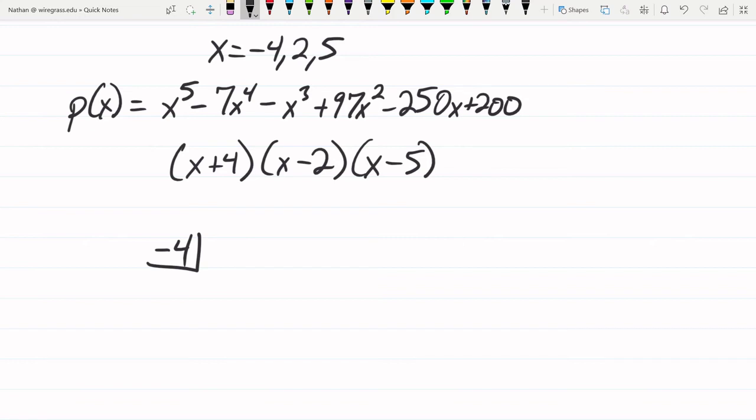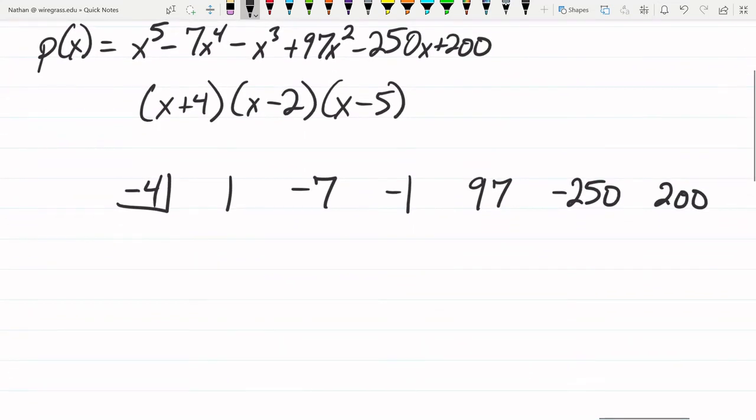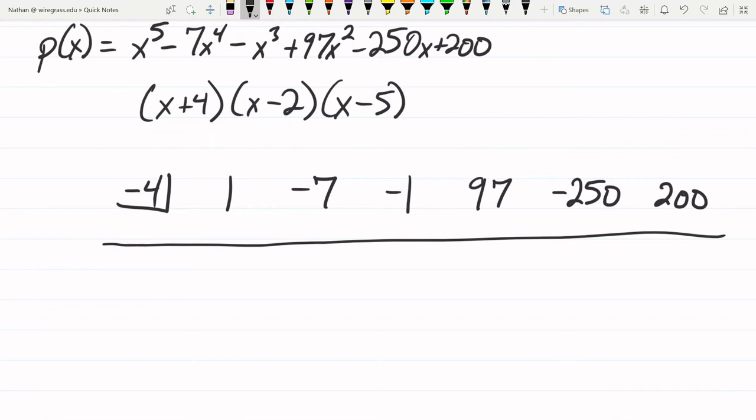We have just the coefficients. We have 1x to the fifth minus 7x to the fourth minus 1x cubed plus 97x squared minus 250x, and then plus 200. So let me get a little space there. Okay, these are the coefficients. Let's go ahead and do synthetic division here. You always add going straight down, right? I'll just write the add going down, and then you multiply going up. Trying to write these in a way that saves some time.